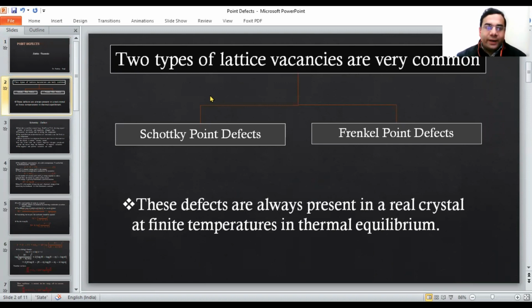Now, in the point defects, there are two main defects. One is Schottky point defects, and the second is Frenkel point defects, which are found very commonly in crystal structures. These defects are always present in a real crystal at finite temperatures in thermal equilibrium.